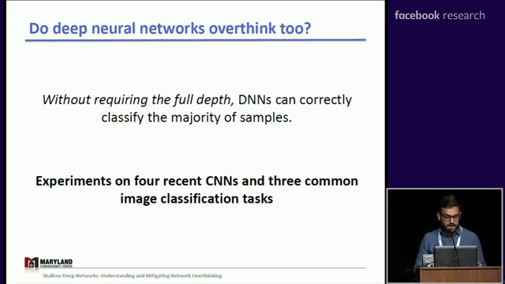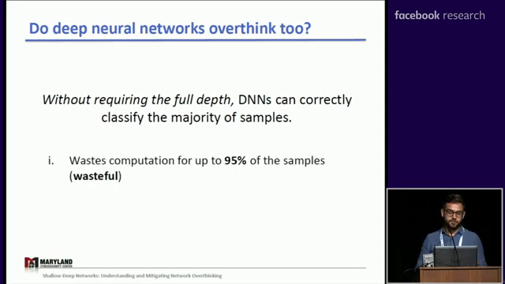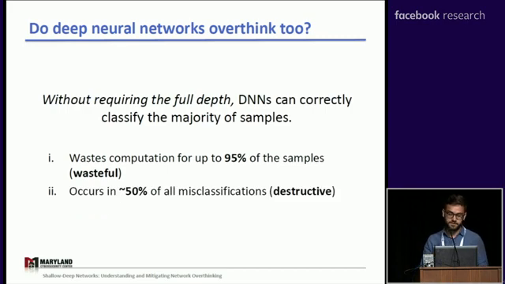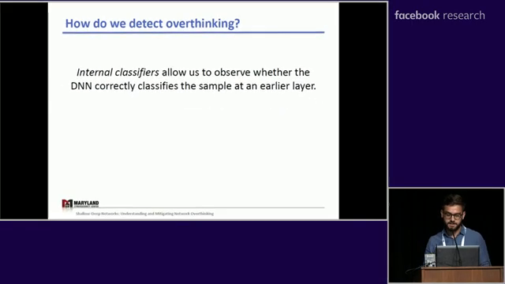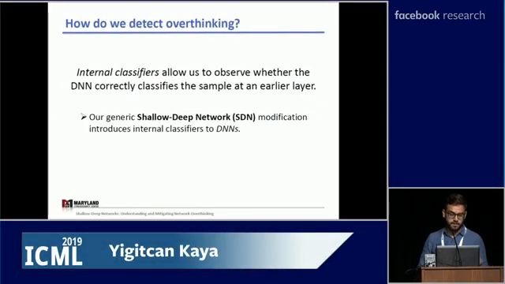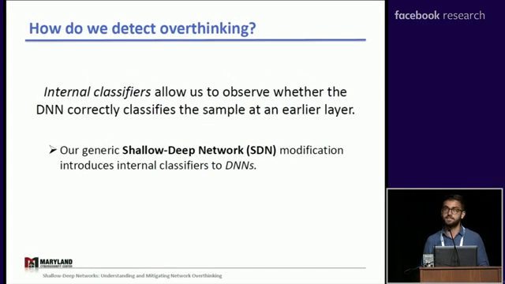We find that without requiring the full depth, DNNs can correctly classify the majority of samples. And what does this do? One, this wastes computation for up to 95% of the samples. And two, this occurs in 50% of all misclassifications, so it is very destructive. So the question is, how do we detect overthinking? We introduce this notion of internal classifiers that allow us to observe whether the DNN correctly classifies the sample at an earlier layer. And we do this through our generic modification, which we call Shallow-Deep Networks, or SDN for short, which introduces the internal classifiers.